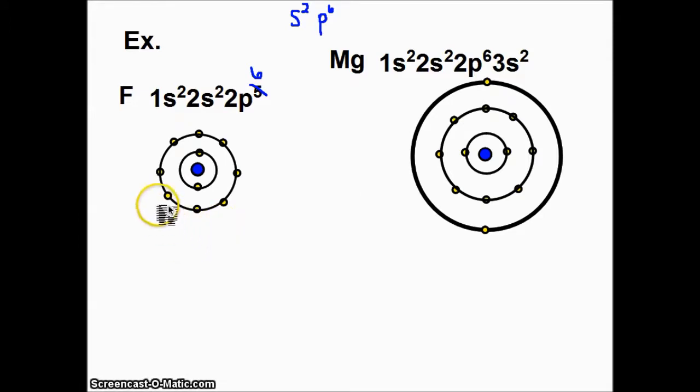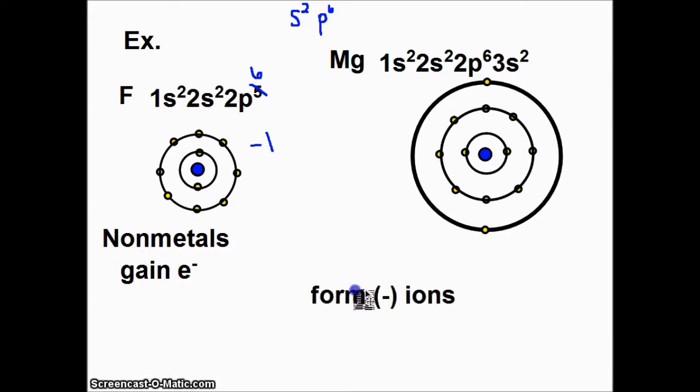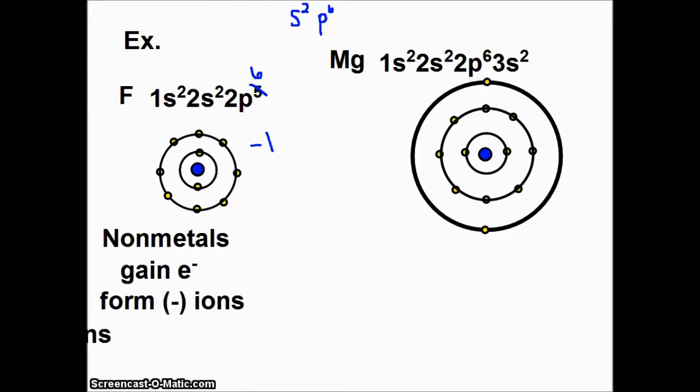So that's exactly what fluorine does, it gains 1 electron. And since it's gained 1 electron, that means it has one more negative charge than it does positive charge, and it's going to have a -1 total charge. Remember, the protons are going to be 9, and now we have 10 electrons. That's going to give us a -1 charge. So what we see with nonmetals is that they are going to gain electrons, and when they gain electrons, they're going to form negative ions, and we call those anions. So that's what happens with nonmetals.